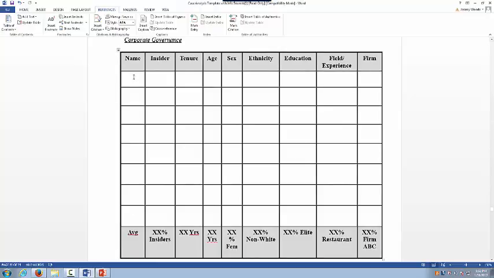You're also going to do a section on corporate governance, which we're going to talk about 8 weeks from now. This is basically going to be finding the names of the people who are on the board of directors of the company that you're analyzing, giving me the name of that person, whether they work inside the company or not, how long they've been on the board, their age, sex, and ethnicity, what their educational background is, and what their work background is, and whether that work background involves work within the company that you're studying or not. You're going to come up with some summary percentages about all of that down here at the bottom.